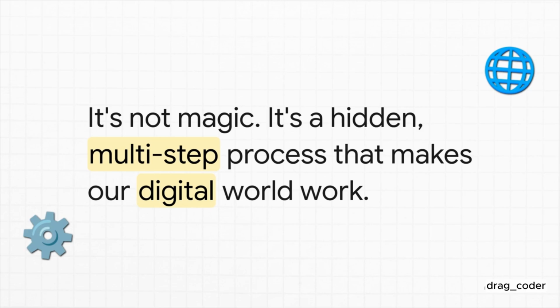And that process, it's all governed by a set of rules, or let's call them models, that make sure every single device is speaking the same language. Today, we're going to dig into the two most important blueprints for the internet, the super detailed OSI model and the one we actually use, the TCP/IP model.